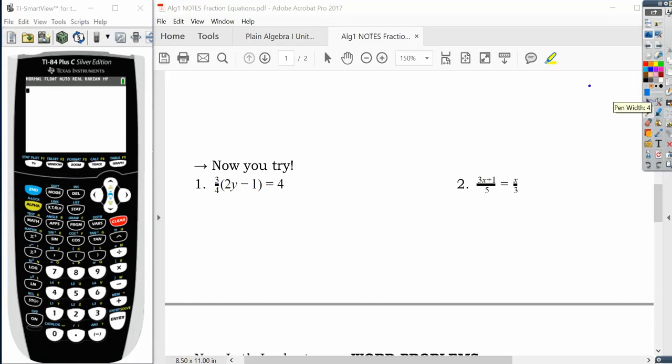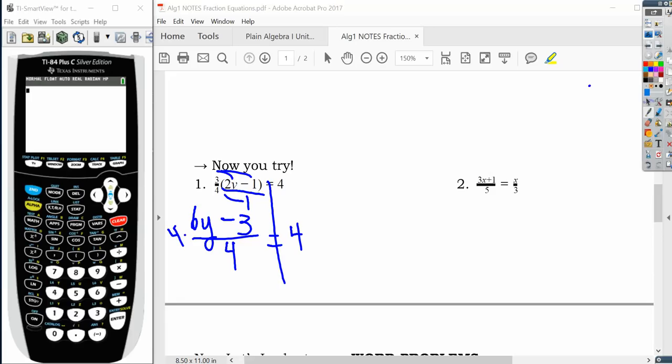So if I look at number 1, I have to distribute a fraction, which means I have to do the over 1 trick. So top times top, 3 times 2y is 6y, 3 times negative 1 is negative 3, all over 4 times 1 is 4, and that equals 4. Okay, from here I got to get rid of fractions, so I'm going to multiply both sides by the denominator, which is 4. So I'm left with 6y minus 3 equals 16, because 4 times 4 is 16.